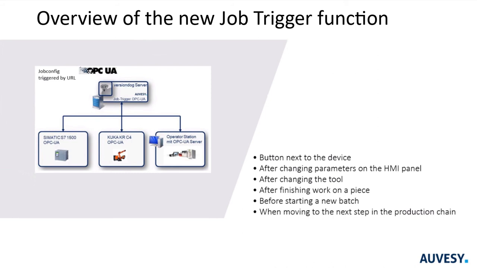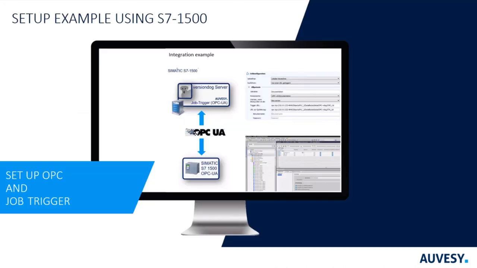Okay. And can we see an example? Yes, of course. This is an example with an S7-1500 PLC. Here in that screenshot, you see on the Simatic S7 device, we have to do some changes in the software here. And also, we have to do some stuff in the VersionDog server in the job section. We have to set up here the connection between the VersionDog server and the PLC. And the connection here is done via the OPC UA interface.